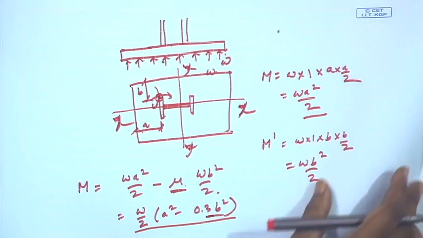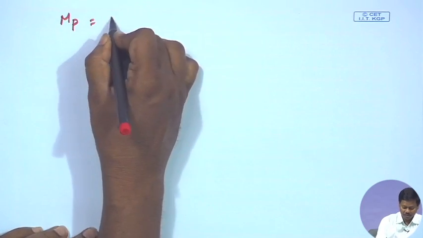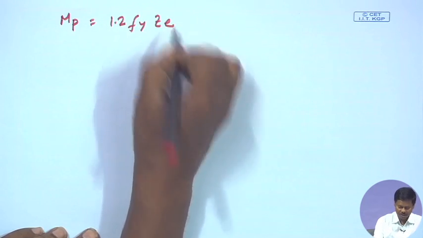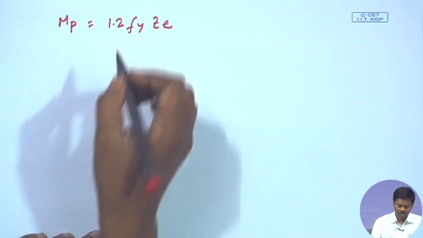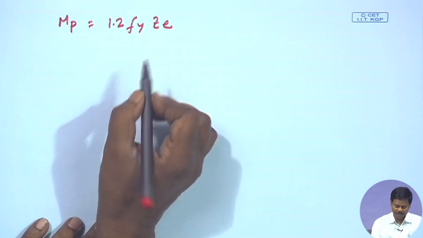Okay. Now, the moment capacity of the plate I can find out, say plastic moment capacity M p will be 1.2 F y into Z d, right. So, where Z d is the elastic section modulus of the base plate.